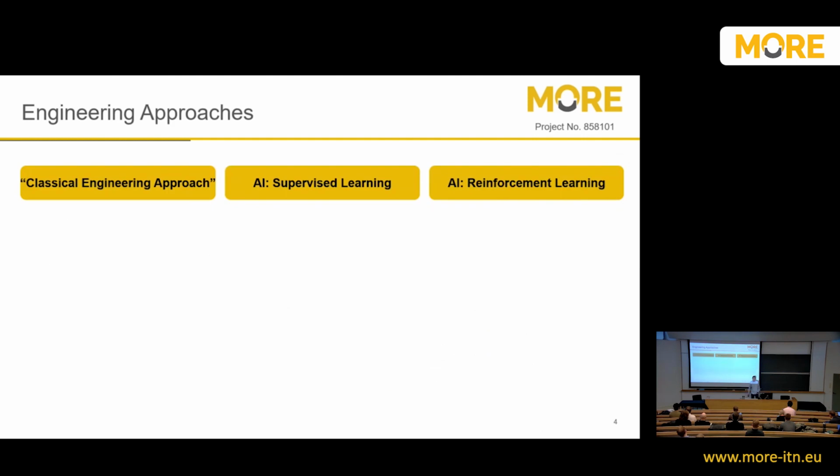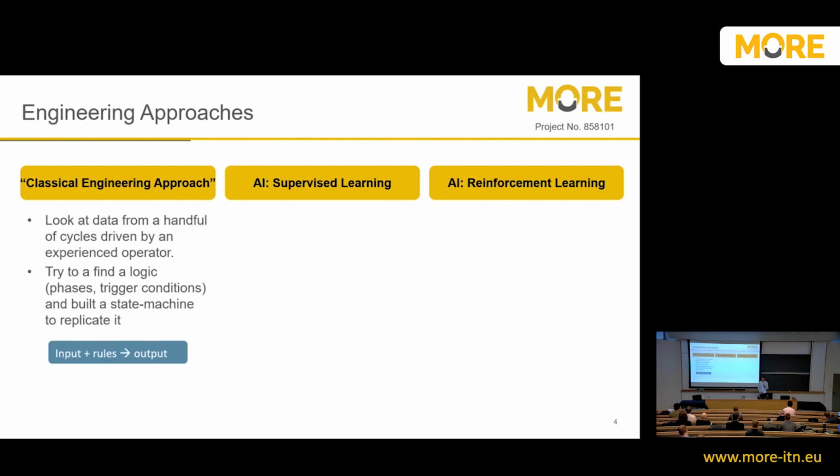So therefore I come to how we can solve this. We can have a classic engineering approach, or we can use some kind of supervised learning or reinforcement learning as well. But for the first, the classical engineering approach, one example is that you can look at some kind of data from a cycle, and then you can try and derive some rules from that data. And then you find some conditions and build a state machine around it. And then try to replicate the behavior of the human by hand. And this requires a lot of knowledge and so on.